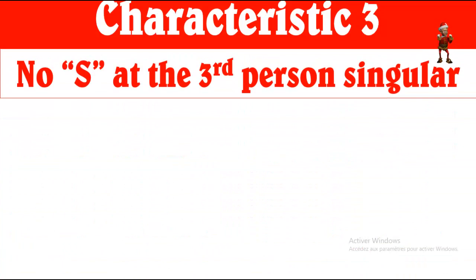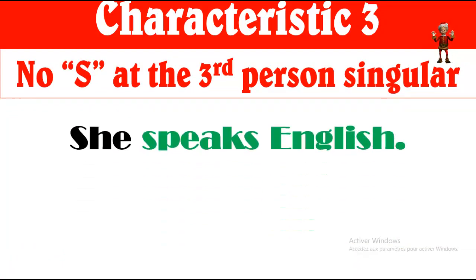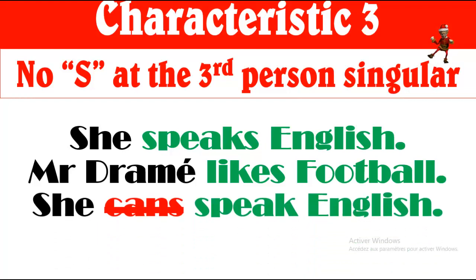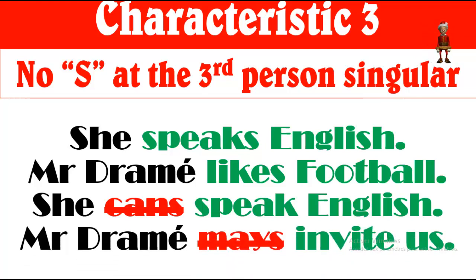Characteristic number 3. There is no S at the third person singular in the simple present. In the simple present, she speaks English. Mr. Drame likes football. So you have S at the third person singular. But you cannot say she cans. They don't take an S. It's impossible. It's a mistake. You cannot say Mr. Drame mays invite us. No, because can and may are modals and they don't take S at the third person singular in the simple present.